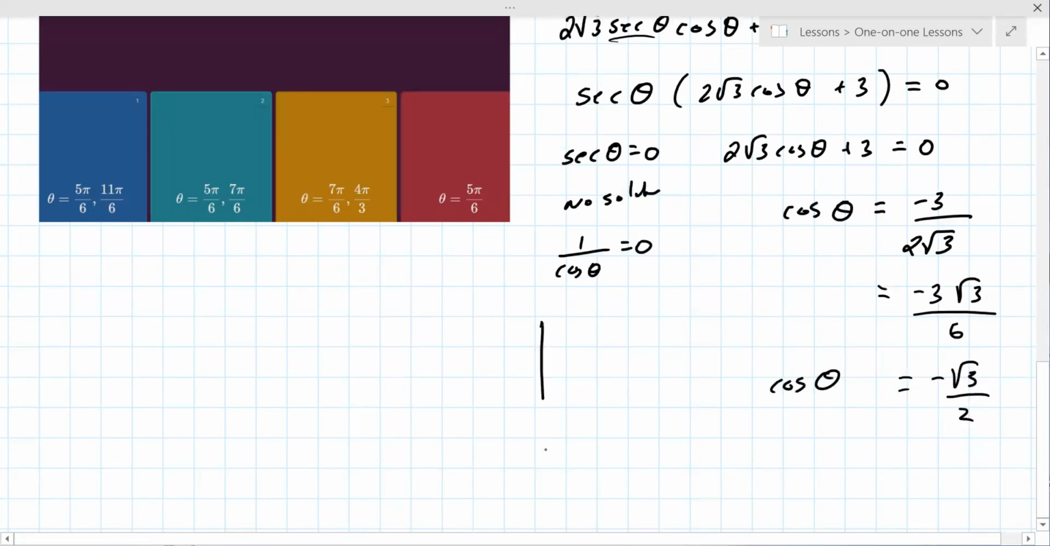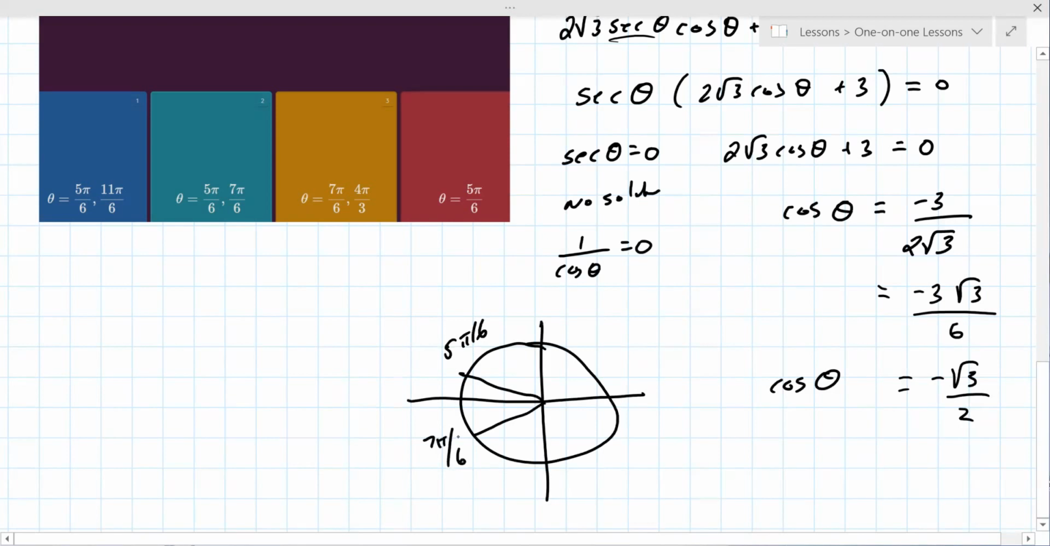So you're looking on the unit circle again, where the x value is minus square root 3 over 2, and it's here and here. It's 5 pi over 6 and 7 pi over 6 again. There are two places where cosine theta equals minus square root 3 over 2, and you're finding those on the unit circle.